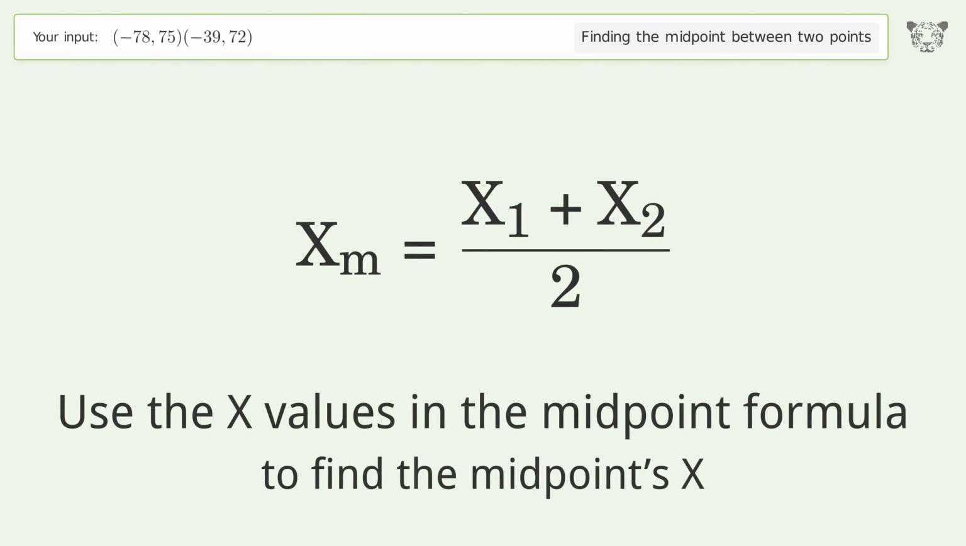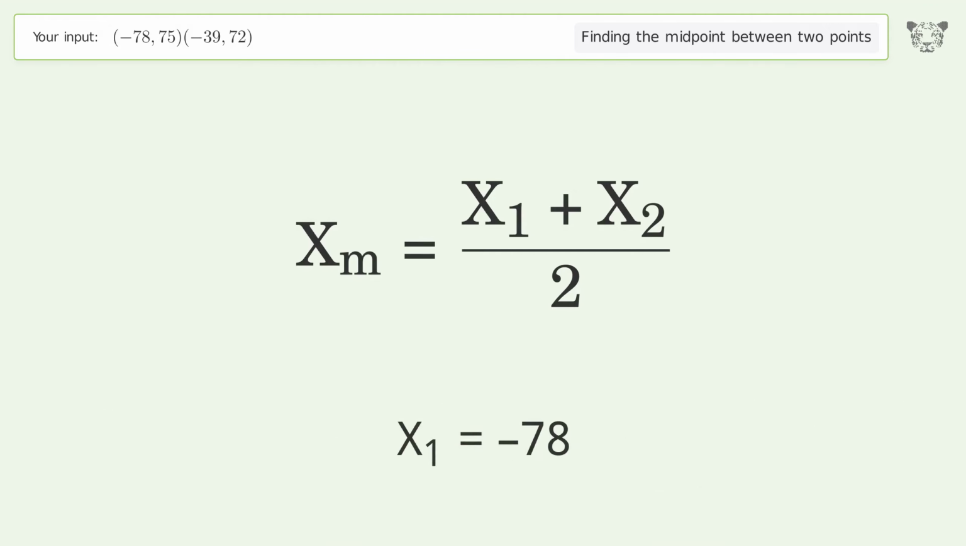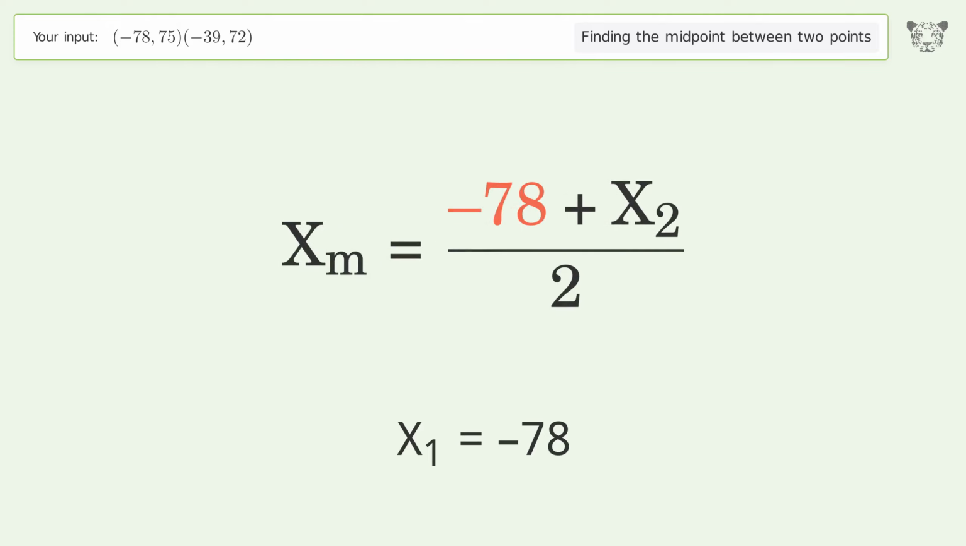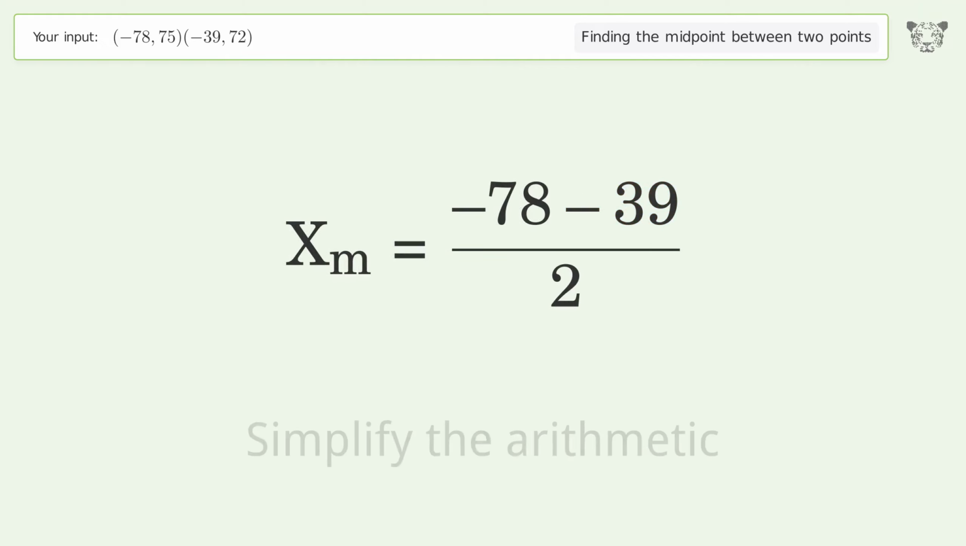Use the x values in the midpoint formula to find the midpoint's x. x1 equals negative 78. x2 equals negative 39. Simplify the arithmetic.